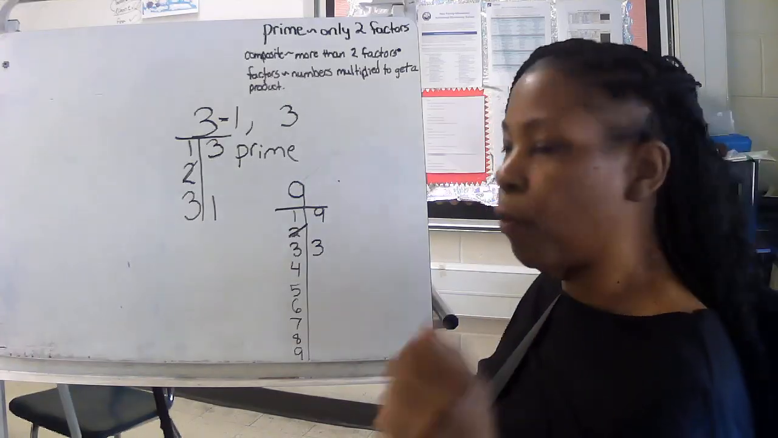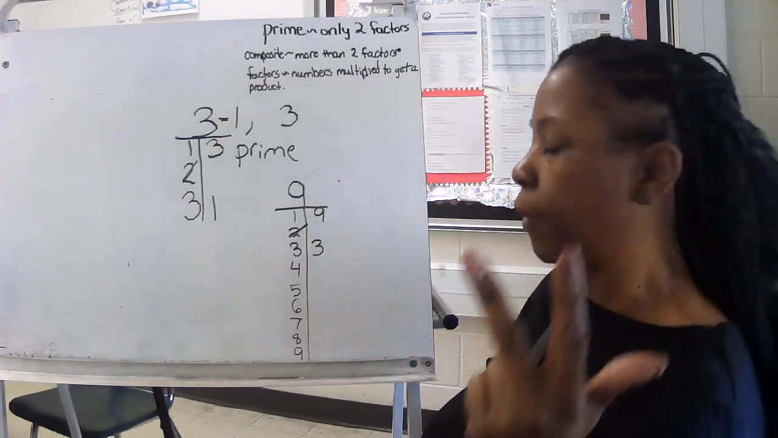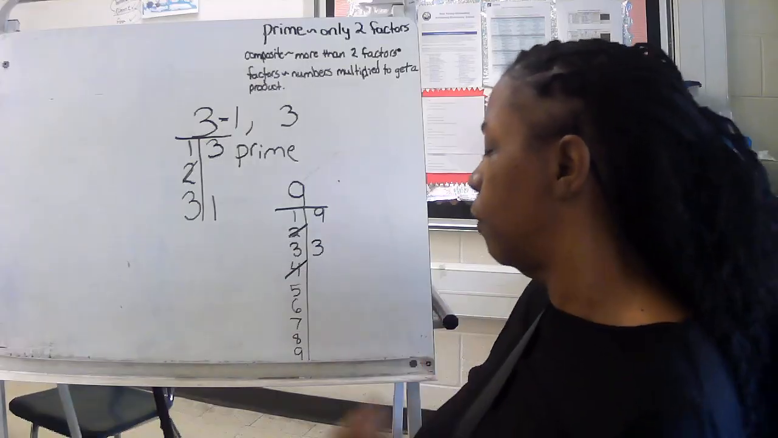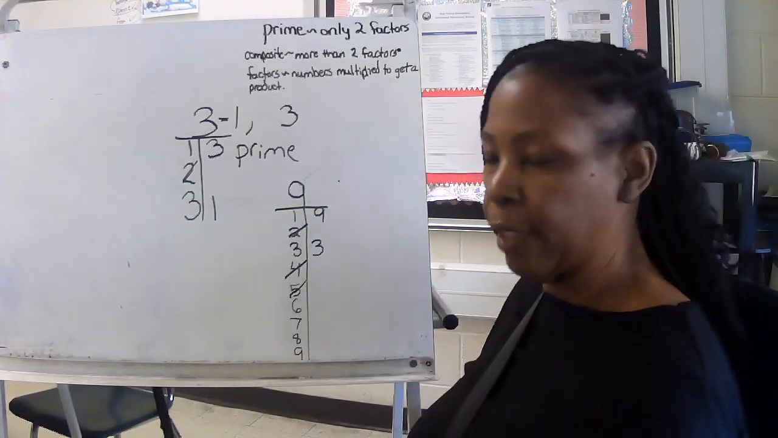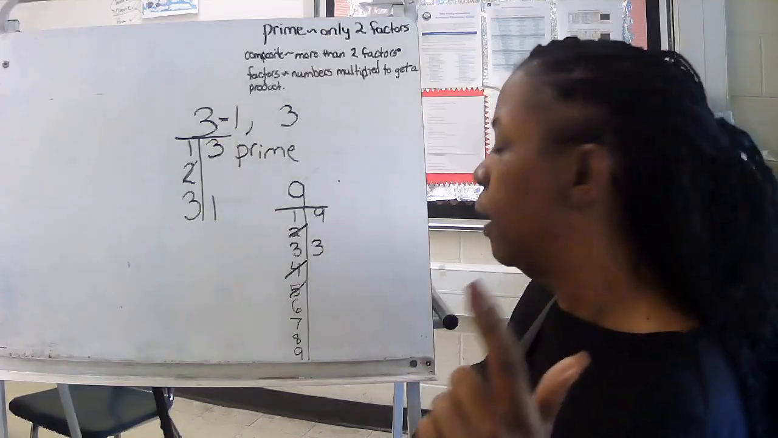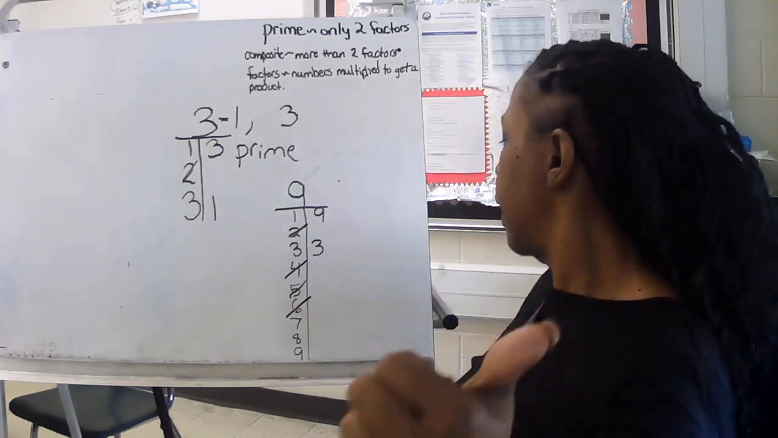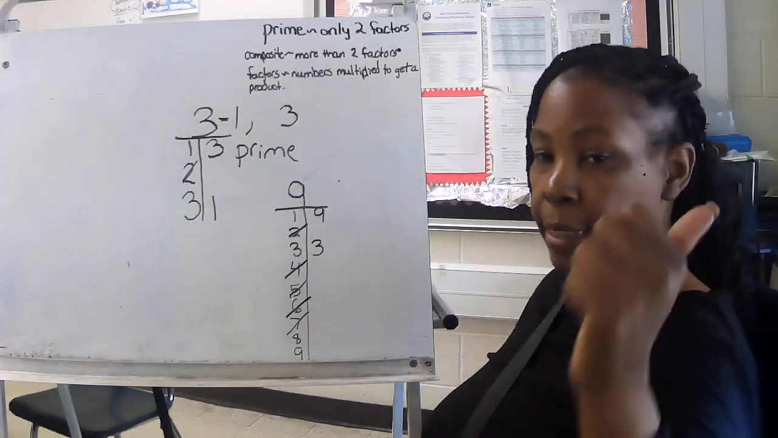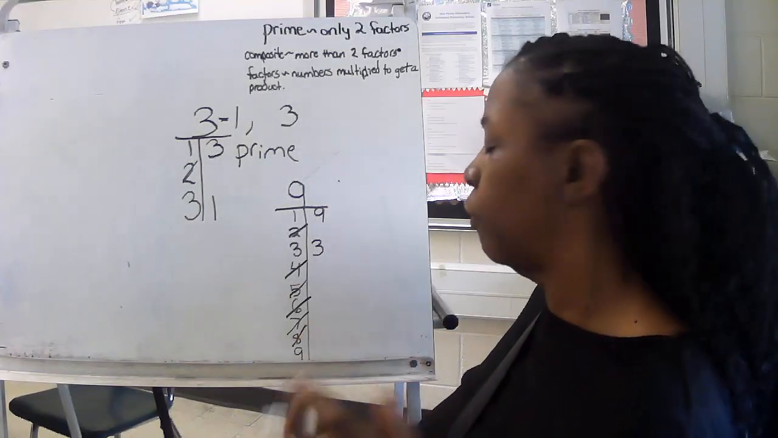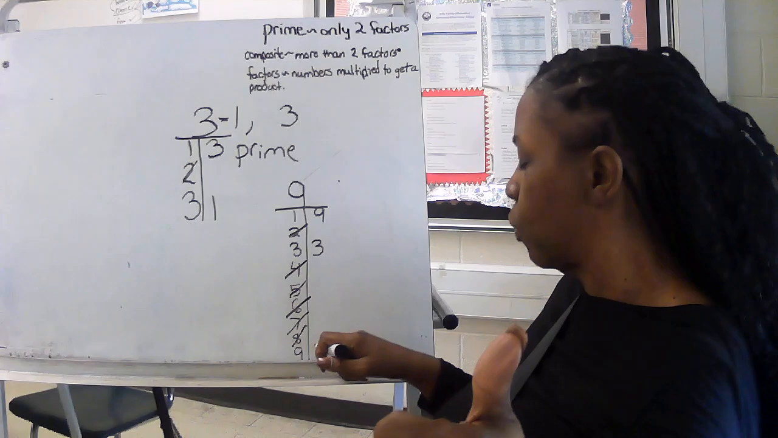Okay, now we have 4. 4, 8, 12. I didn't say 9, so 4 doesn't go into it. 5, 10. 5 is not a factor. 6, 12. 6 is not a factor. 7, 14. That's not a factor. 8, 16. 8 is not a factor. 9. So that is 1.